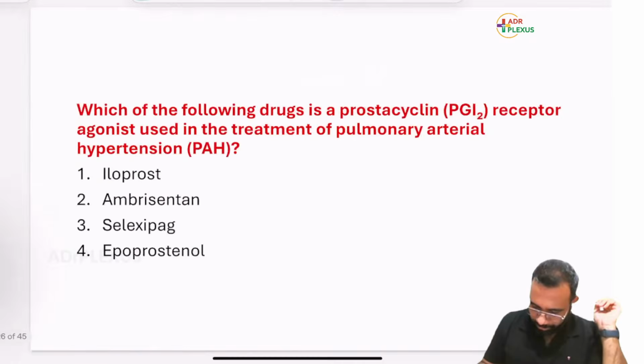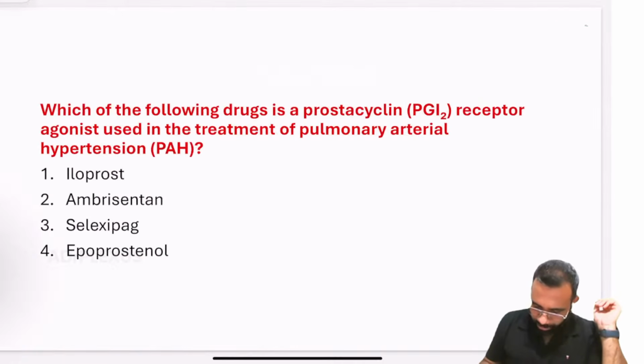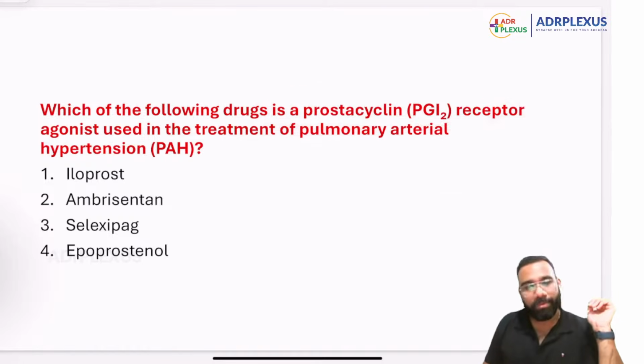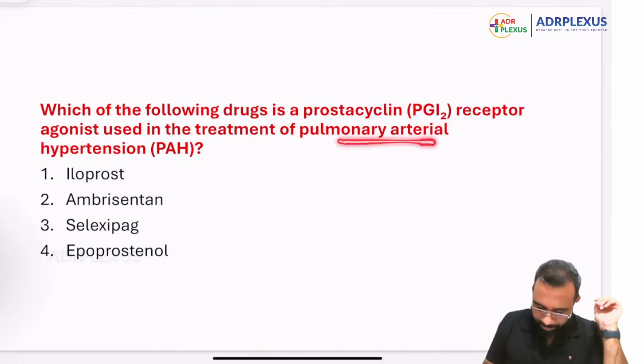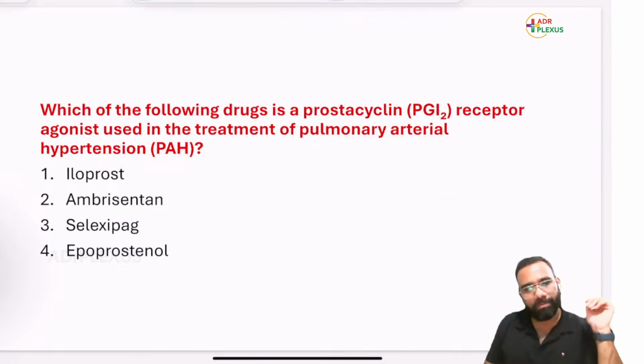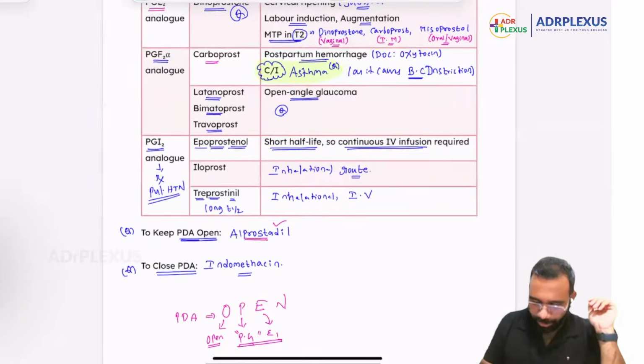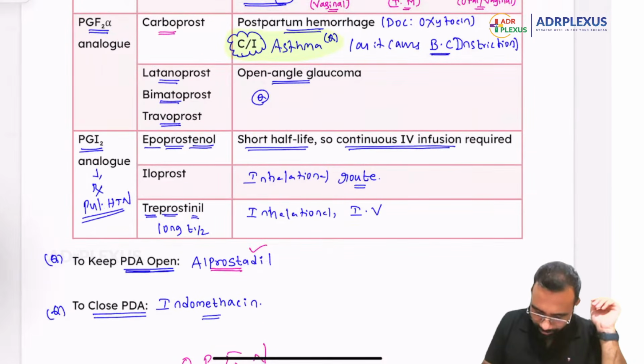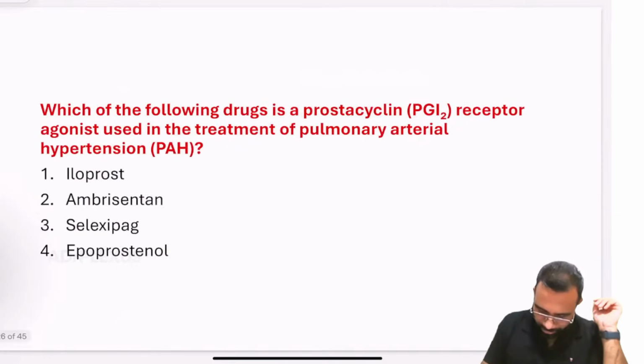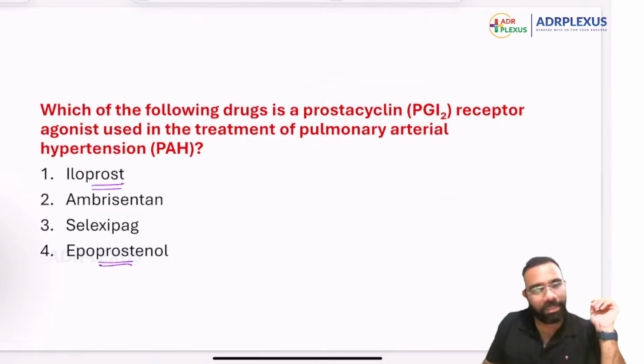Now come to the next one. Which of the following drugs is a prostacyclin receptor PGI2 receptor agonist used in the treatment of pulmonary arterial hypertension? Again, if you can remember from our notes, you can go to rule out options. I told you whenever a name contains prost, it is a prostaglandin analog, right? So here we have prost, here also we have prost. It is a prostaglandin analog, it is not a prostaglandin receptor agonist.